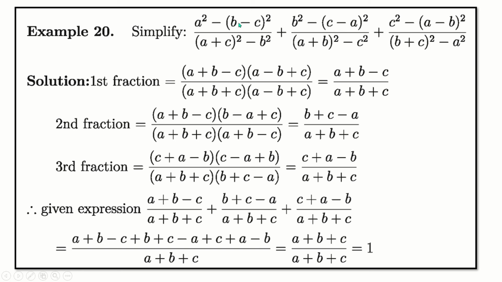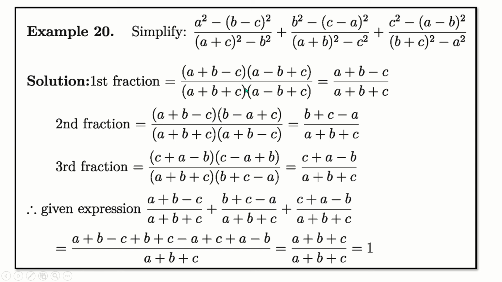A means a, b means b minus c. So a plus b means b minus c, into a minus b. B means b plus c, as here is minus, so that will be plus. Similarly here. Now this and this cut, we will get (a plus b minus c) by (a plus b plus c).